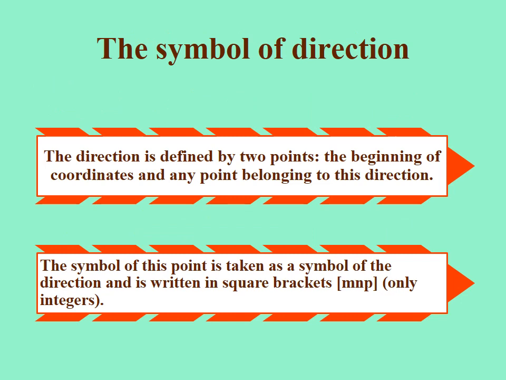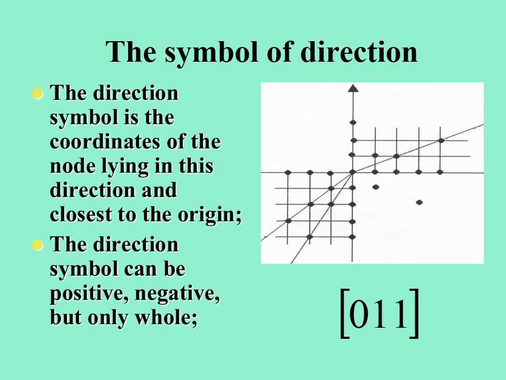Let's go further. The direction is defined by two points: the origin of coordinates and any point belonging to this direction. The symbol of this point is taken as the symbol of the direction and is written in square brackets, [m n p], with only integers.